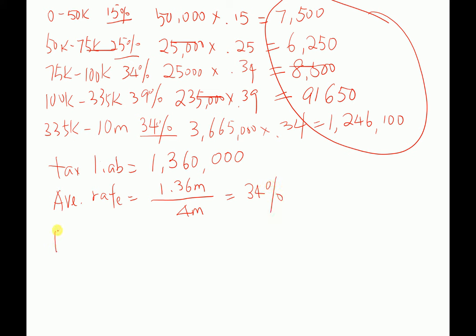And the marginal tax rate is the tax rate for $4 million and $1. If you look at the table, it's going to be 34%. That's how to compute the average tax rate and marginal tax rate. The more important thing is not just computing the tax rate, but understanding which one you should use for the project in the previous slide. So we'll talk about this issue in class.